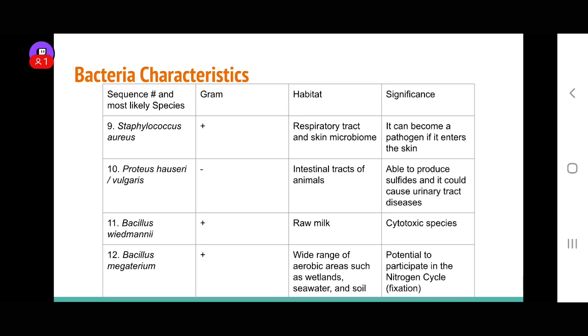And the significance of this bacteria is that it can become a pathogen if it enters the skin through an infection, or if the skin gets ruptured and it goes into a layer of the skin where it's not supposed to. This becomes a pathogen.